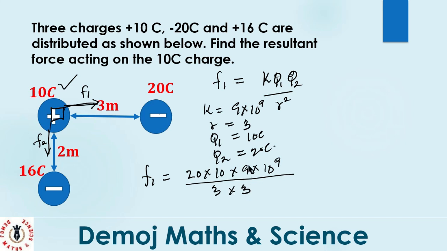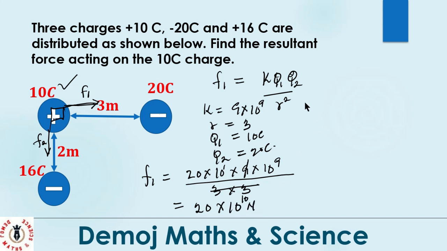That's 3 squared. Well, this is 9. 9 here is 1. It will cancel this 3. 3 times 3 is 9. So I'll be left with my F1 to be the same thing as 20 times, here is 10 raised to power 1 plus 10 raised to power 9. That will be 20 times 10 raised to power 10 Newton.